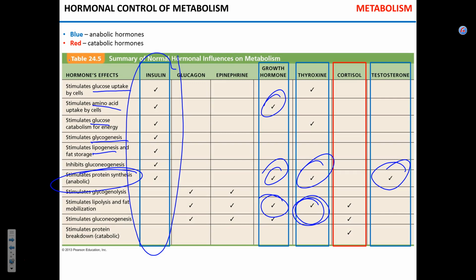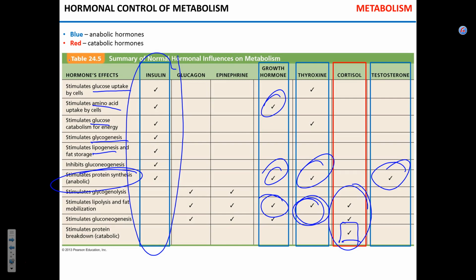Now, the catabolic hormone that I want you to focus on, cortisol. The stress hormone actually stimulates protein breakdown. It stimulates fat breakdown as well. Catabolic, anabolic, we apply it in relation to protein metabolism.